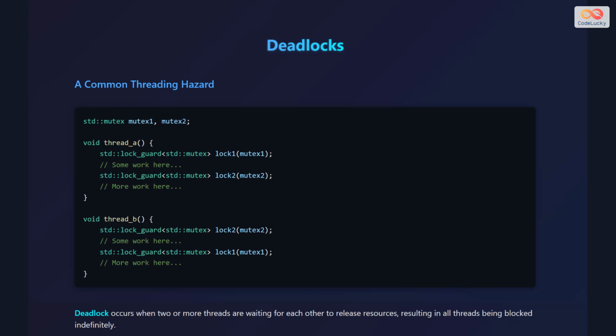Deadlock occurs when two or more threads are waiting for each other to release resources, resulting in all threads being blocked indefinitely. This can happen when threads acquire mutexes in different orders, leading to a circular dependency.